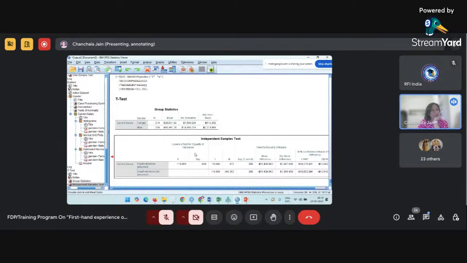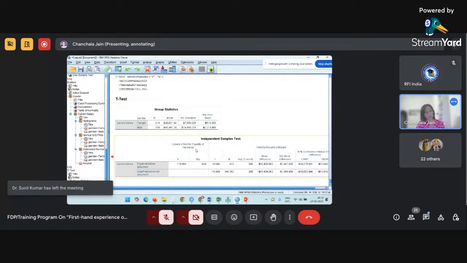Coming to the next table, which is talking about the independent samples t-test, there in the first section you can find the output of Levene's test for the equality of variances. To ascertain whether variance is equal or not, we are using the Levene's test output, so that you can see the F value is 119.669 and the significant value is 0.000, which is less than 0.05.